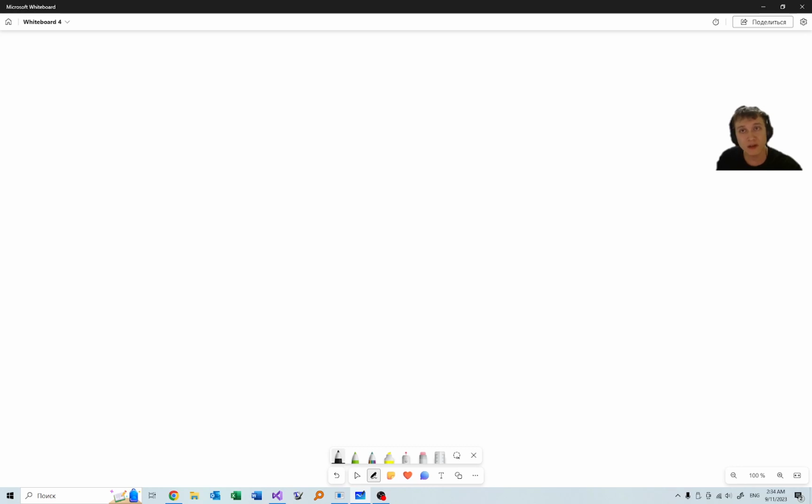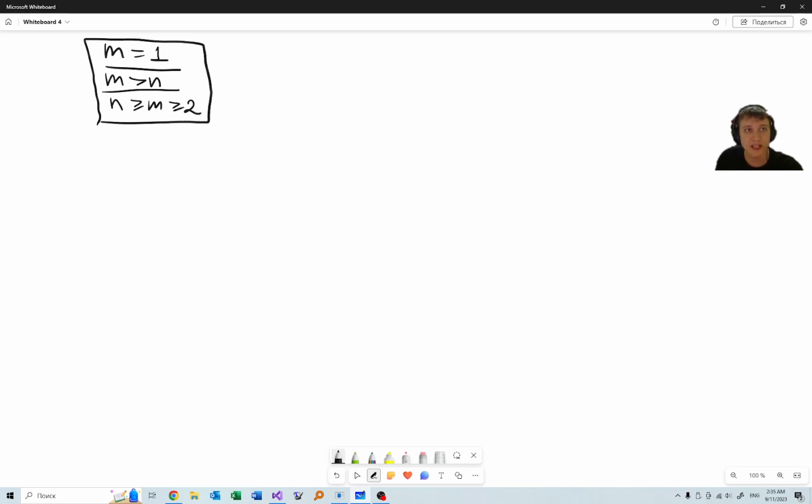If we remove the solving part, actually there are just two cases, and maybe even three cases. So there are three cases: m equals 1. The second case is m greater than n, I think. And the third case is n at least m, and m is at least 2. So these are three different cases, and they should be treated differently. Let's solve them all. First of all, m equals 1.